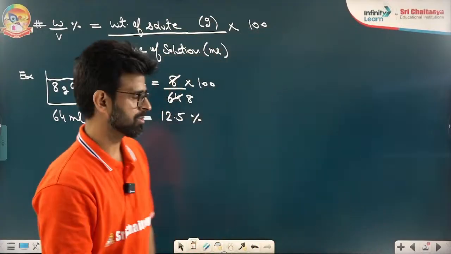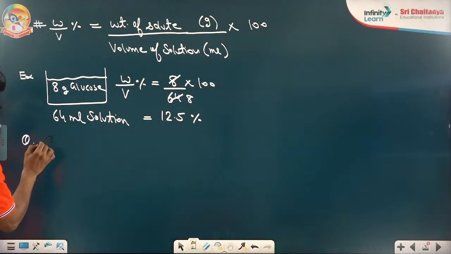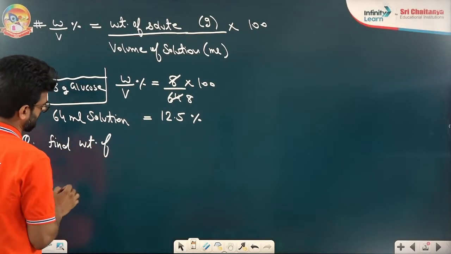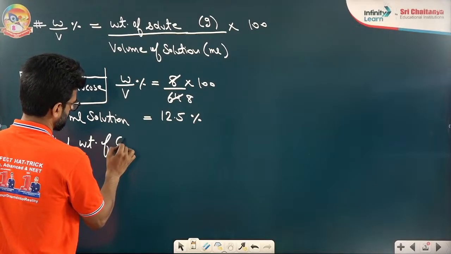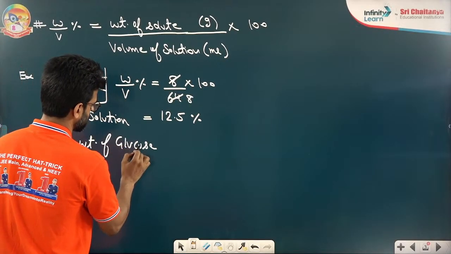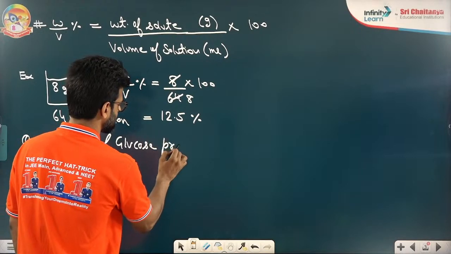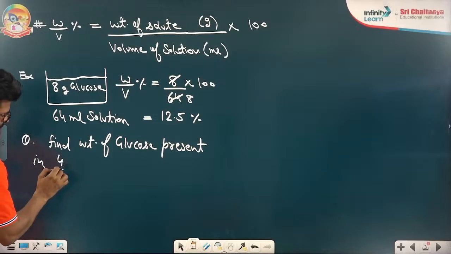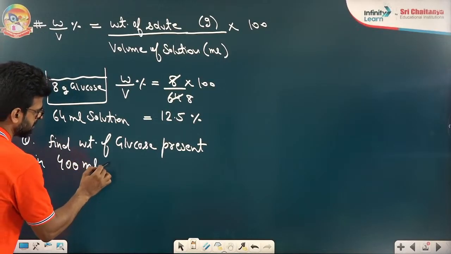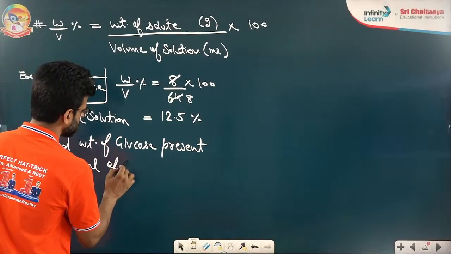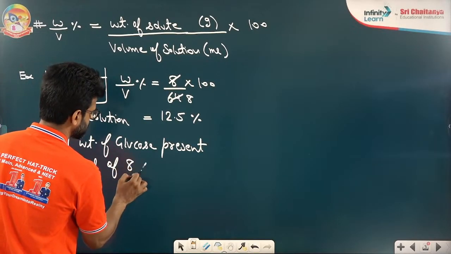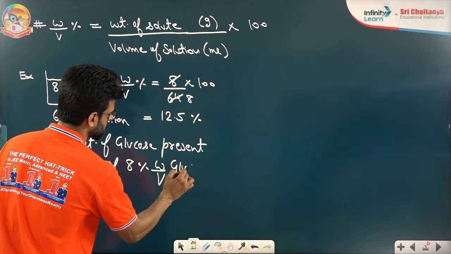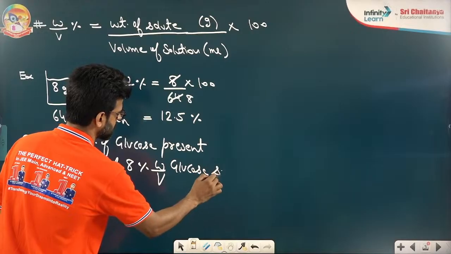Fine. Sometimes I am giving a reverse question like this one. The question is: find the weight of glucose present in 400 ml of 8% weight by volume glucose solution. This is given. Imagine.